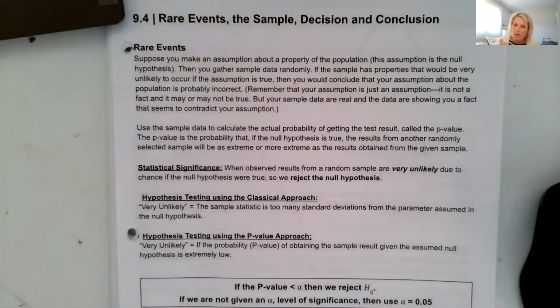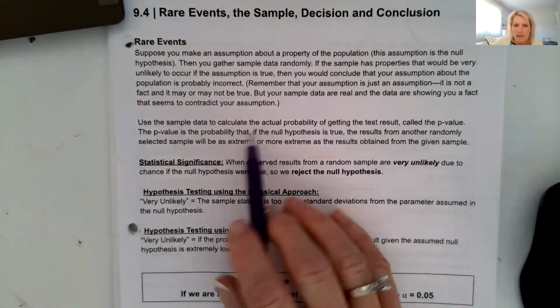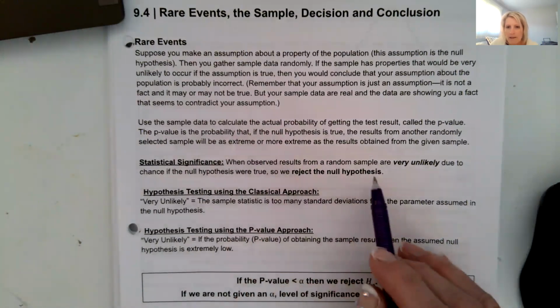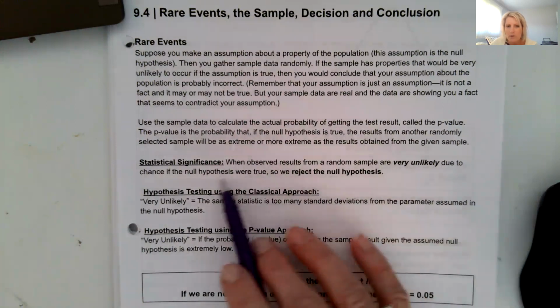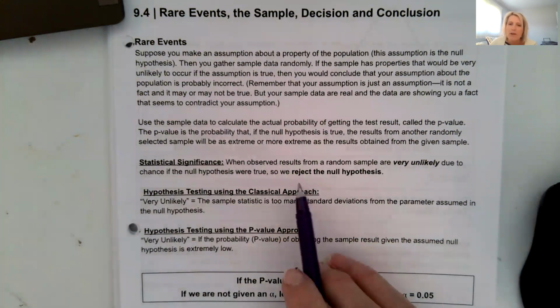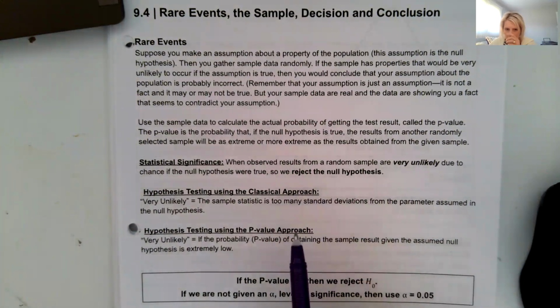So we are going to be talking about things that are statistically significant in our hypothesis testing, and that means that they are very unlikely to happen due to chance if the null hypothesis were really true. And so that means we're going to reject the null hypothesis.